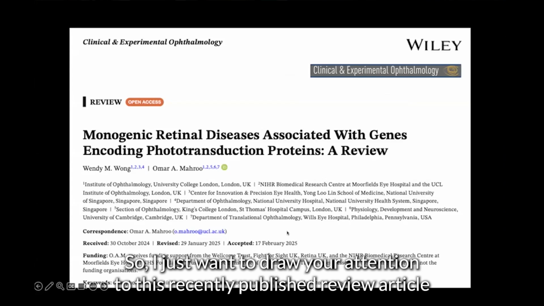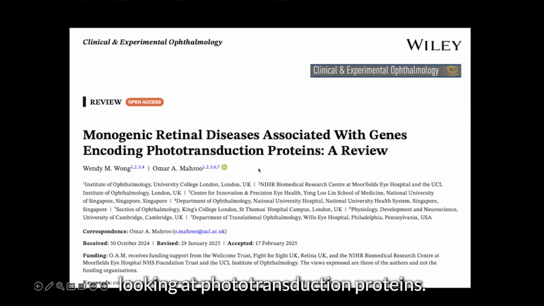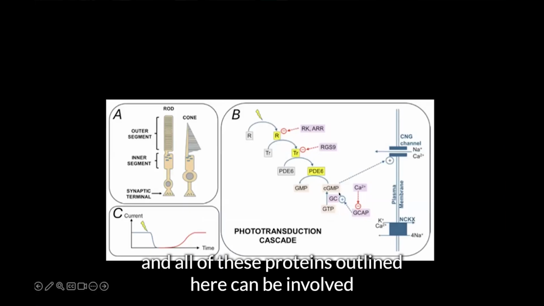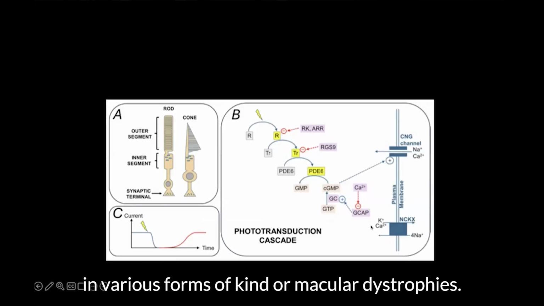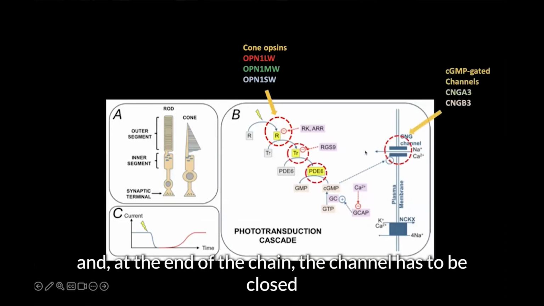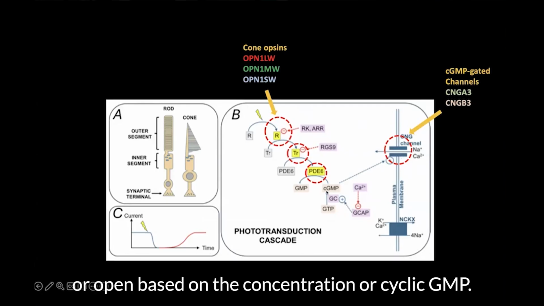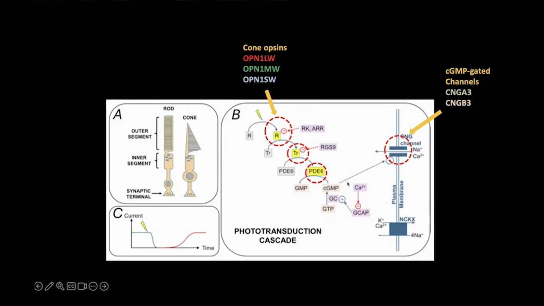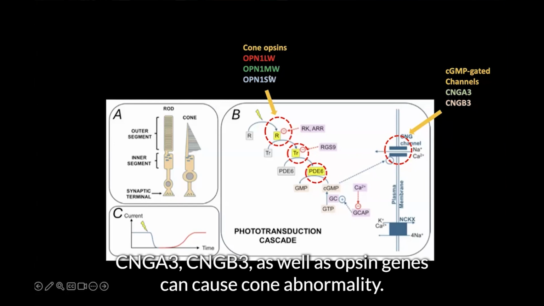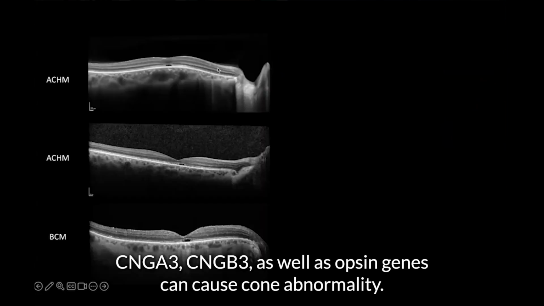So I just want to draw your attention to this recently published review article looking at phototransduction proteins. In that, it shows the phototransduction cascade. And all of these proteins outlined here can be involved in various forms of cone or macular dystrophies. So we know there are opsins that are involved in capturing the light. And at the end of the chain, the channel has to be closed or open based on the concentration of cyclic GMP. Diseases affect these proteins: CNGA3, CNGB3, as well as opsin genes can cause cone abnormality.